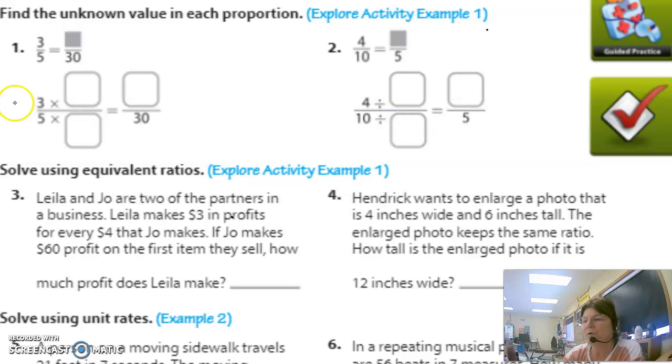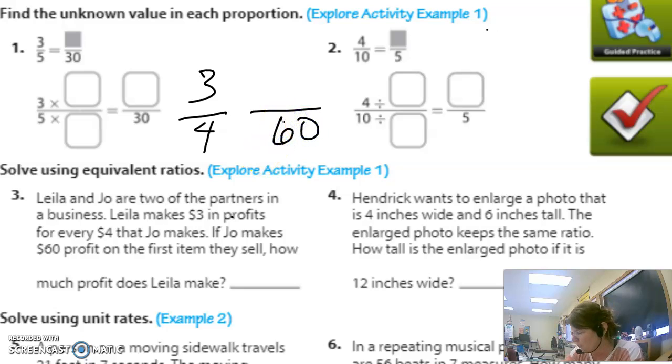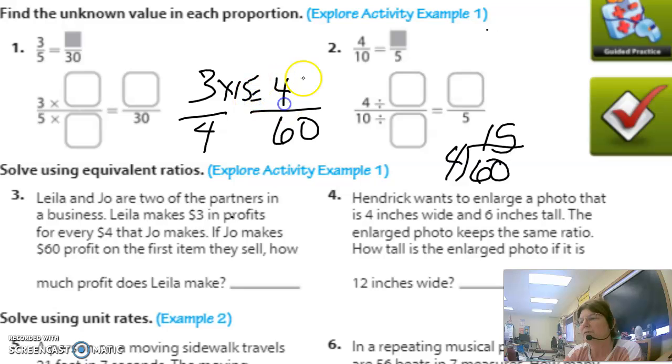So you may want to write it out just like we have here. We have 3 to 4, and then Joe makes $60 on the first item. Okay, so how many times will 4 go into 60? Well, 60 divided by 4 is 15. So 3 times 15 equals what? 45. So how much is it? It's 45. Okay? All right.